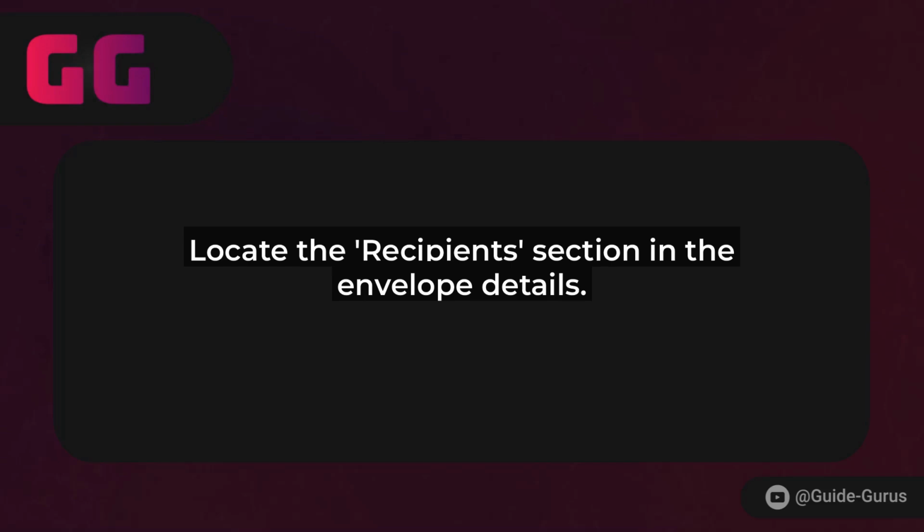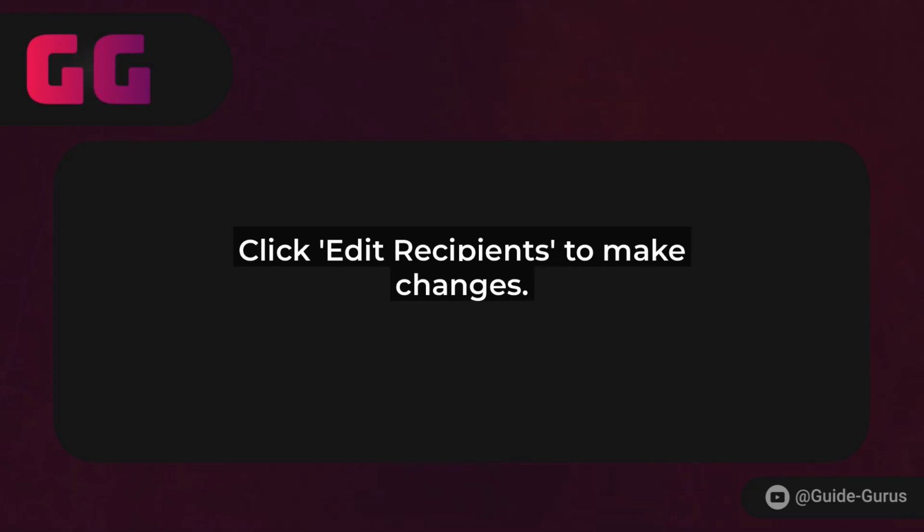Start by logging into your DocuSign account. Once you're in, head to the Documents tab and locate the envelope you sent. It's usually under In Progress or Sent. Click on it to open the details.